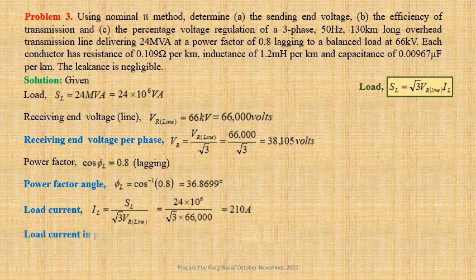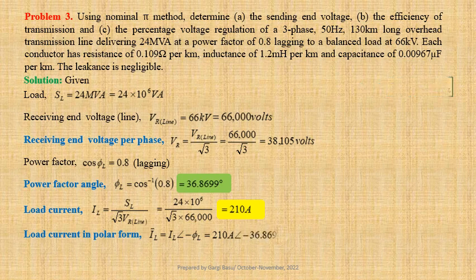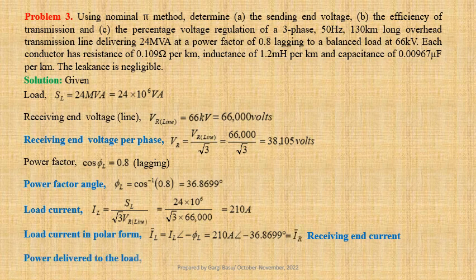Load current may be written in polar form as IL equals IL at an angle minus phi L, that is equal to 210 ampere at an angle minus 36.8699 degree. Here, load current IL equals receiving end current IR. Power delivered to the load PL equals SL into cos phi L. Using values we get 24 into 0.8, that is equal to 19.2 megawatt.